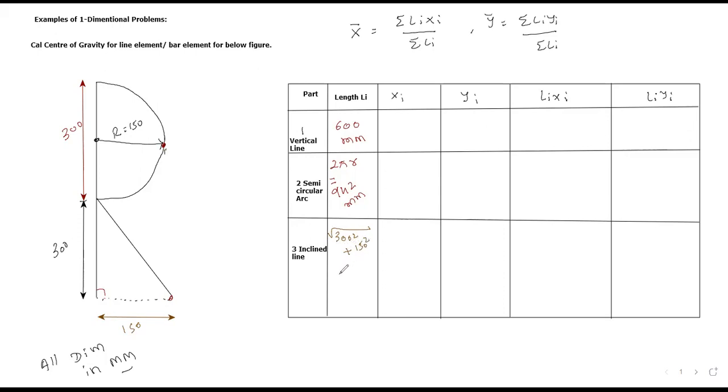Please give me value. Or what we can do, I am writing length separately here. Okay. Length equals to square root of 300 square plus 150 square, and we will put here its final value. Fine now. That is okay, 335.41.